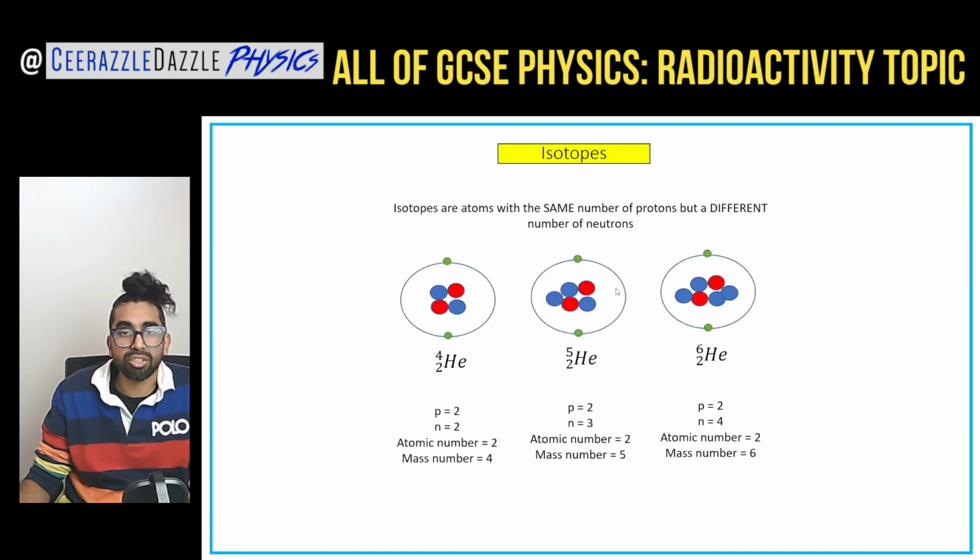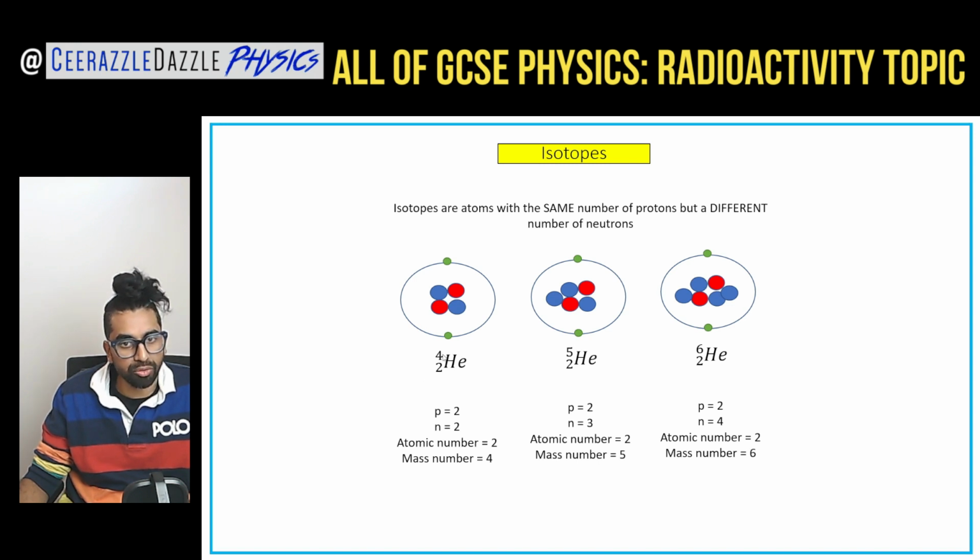Isotopes. Isotopes are atoms with the same number of protons but a different number of neutrons. So over here we've got 1, 2, 3 different isotopes of helium. This one is helium 4-2, this one is 5-2, this one is 6-2. As you can see, they have the same number of protons. Red is protons, so 2 protons, 2 protons, 2 protons, but the number of neutrons is changing.